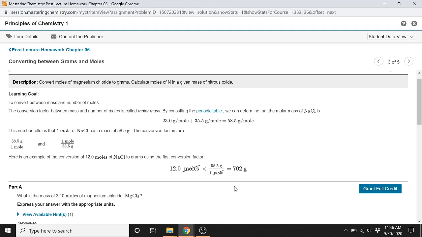So, part A, what is the mass of 3.1 moles of magnesium chloride? Okay, so you have your compound, right? Magnesium chloride. You have a number of moles. Is there some way of relating moles to mass, which is grams, right? Is there a way of doing that? What relates those?